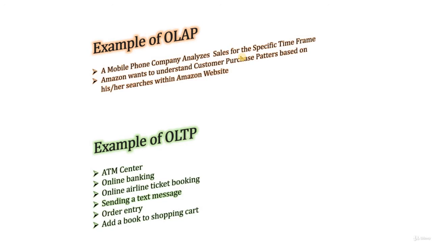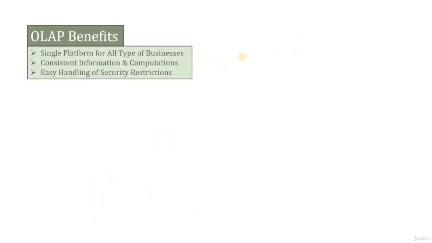Other examples of OLTP are online banking and online airline ticket booking, because you book the ticket and you instantly get the price and your ticket is booked. Sending a text message to someone, ordering and entering an order, adding a book to a shopping cart. These are all examples of OLTP systems.